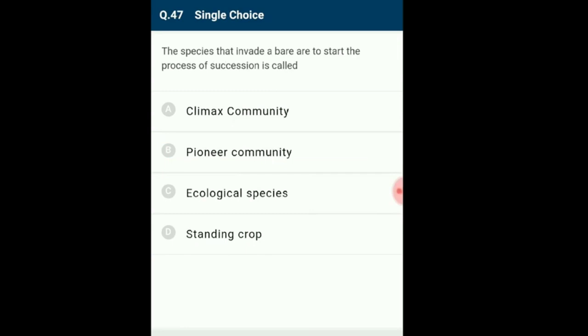Question number 47. The species that invade a bare area to start the process of succession is called as. Gradual, predictable change in species composition of an area is called succession. The community which starts the process of succession in a bare area is called the pioneer community, while the community which at the end becomes stabilized is called the climax community. So the answer is pioneer community.